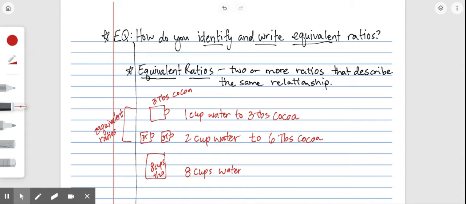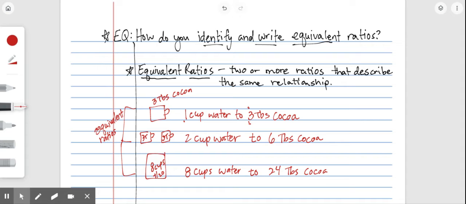So a good idea would be to pause this right now and to think about it. How much cocoa powder should I use for 8 cups of water in order to have the same consistency? 8 cups of water to, well, if every single cup has 3 tablespoons of cocoa, then I take that 3 and I multiply it by 8, and I've got 24 tablespoons of cocoa. These are examples of equivalent ratios. All 3 of these are equivalent ratios.